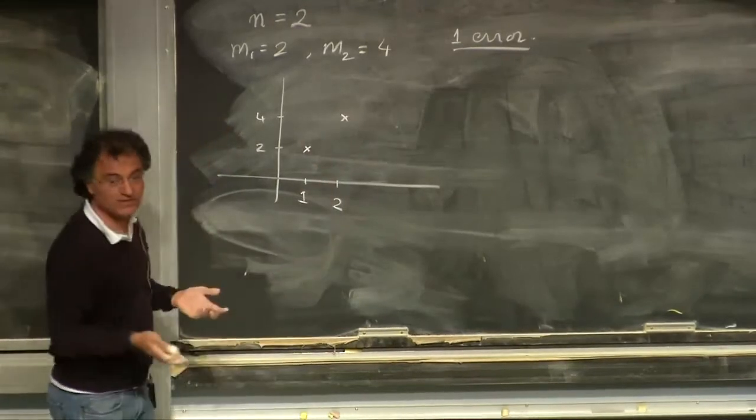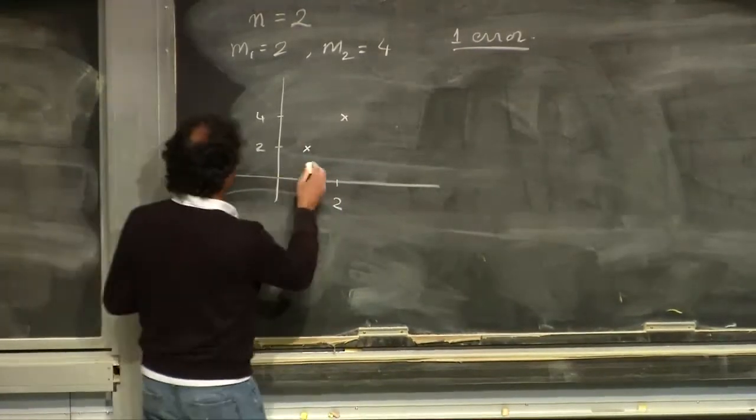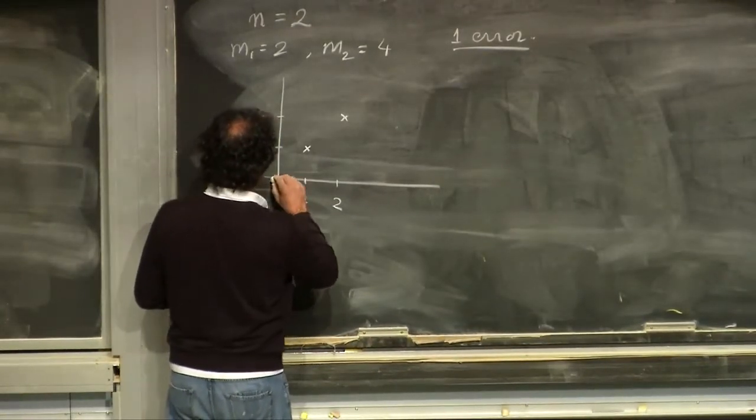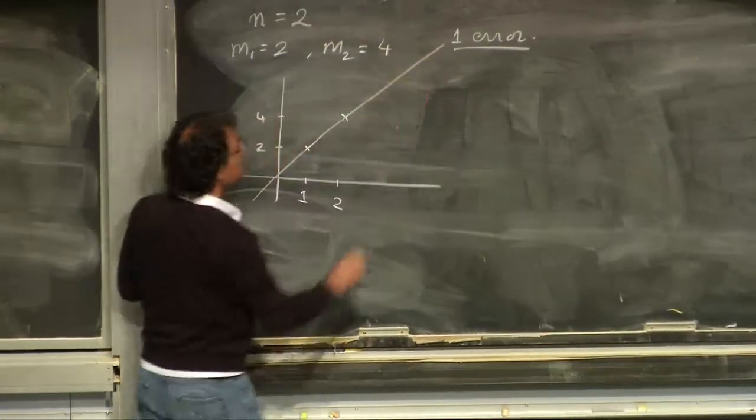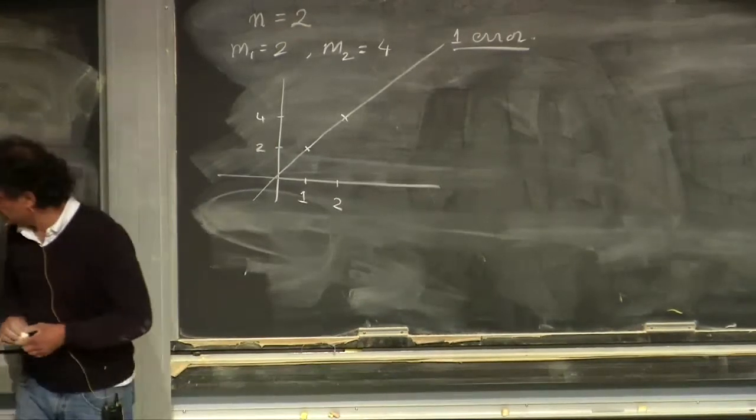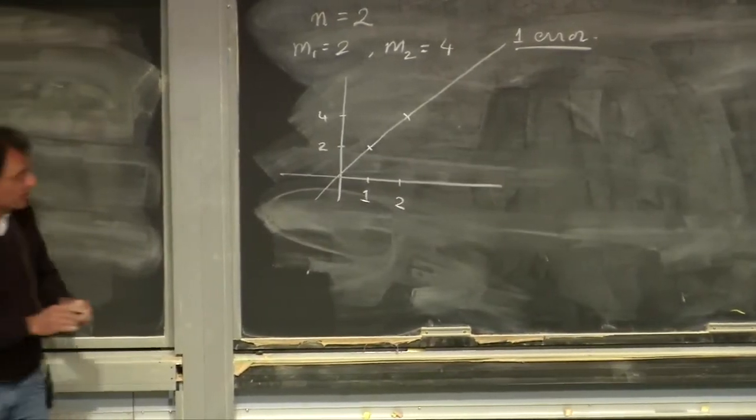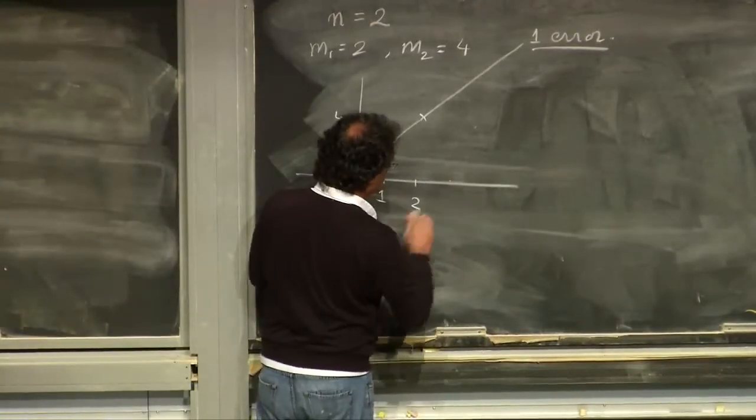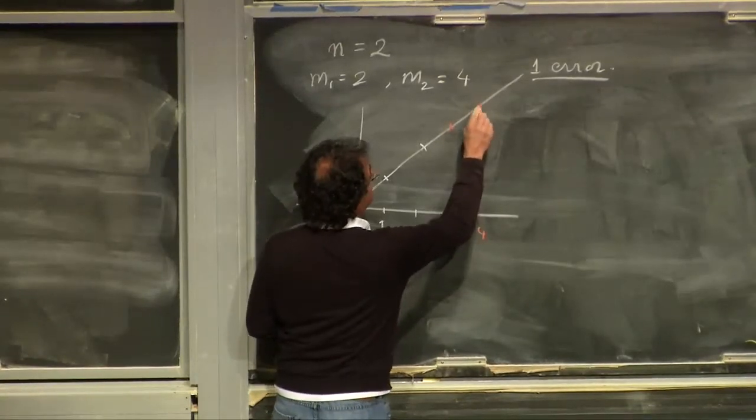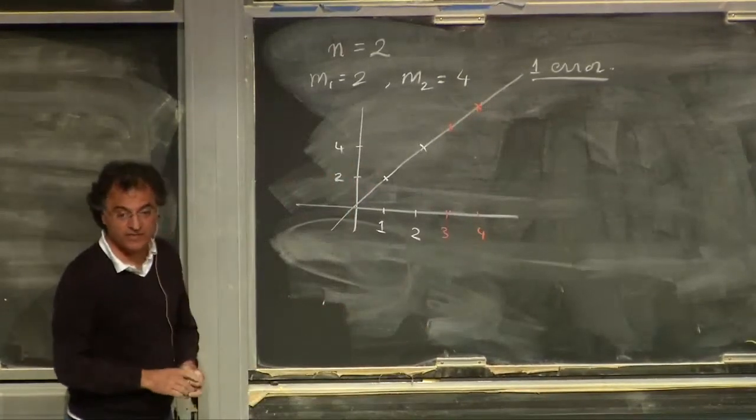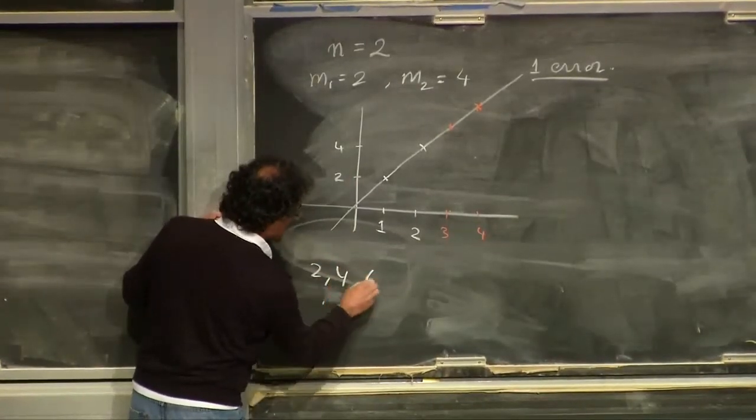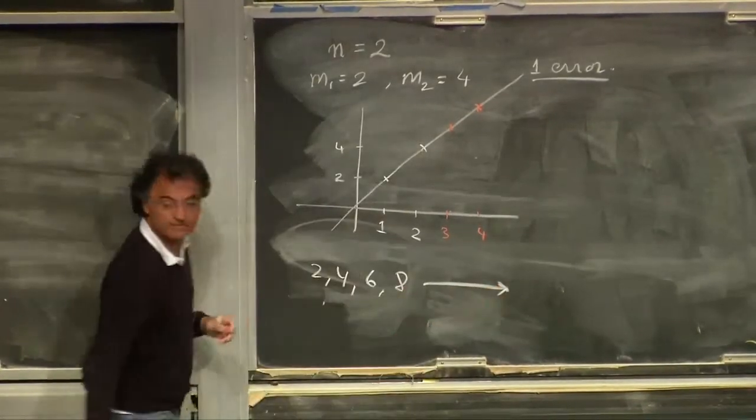And then the obvious thing to do is to draw a straight line through this. So I guess it goes something like this. And now what we'll go ahead and do is pick values 3 and 4 and transmit these values as well. So instead of sending the message 2, 4, the message we send is 2, 4, 6, 8. So this is what we're sending.